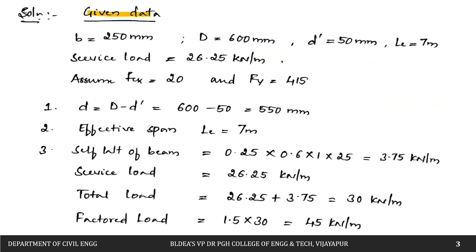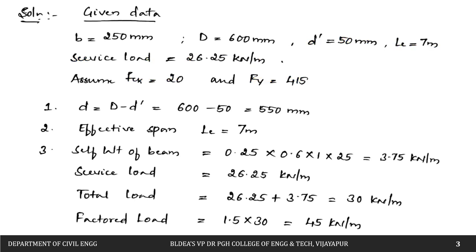If you see the given data, in the previous problem, the singly reinforced beam, we had fixed the beam dimensions, but in this problem, they have given the beam dimensions. That is, b equal to 250 mm, D equal to 600 mm. For example, if they have not given the breadth and depth, you can assume a certain breadth and depth, proceed further, and check for shear and deflection. Next, they have given the effective cover, 50 mm, effective span as 7 meters, service load of 26.25 kN per meter, M20 grade of concrete and Fe415 steel.